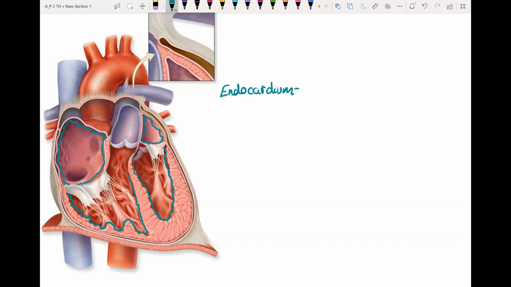It is just this thin coating. Think of it like the paint on a wall. And it is very smooth. That's the whole point of endocardium, is it's smooth. And this allows blood to easily flow over it.